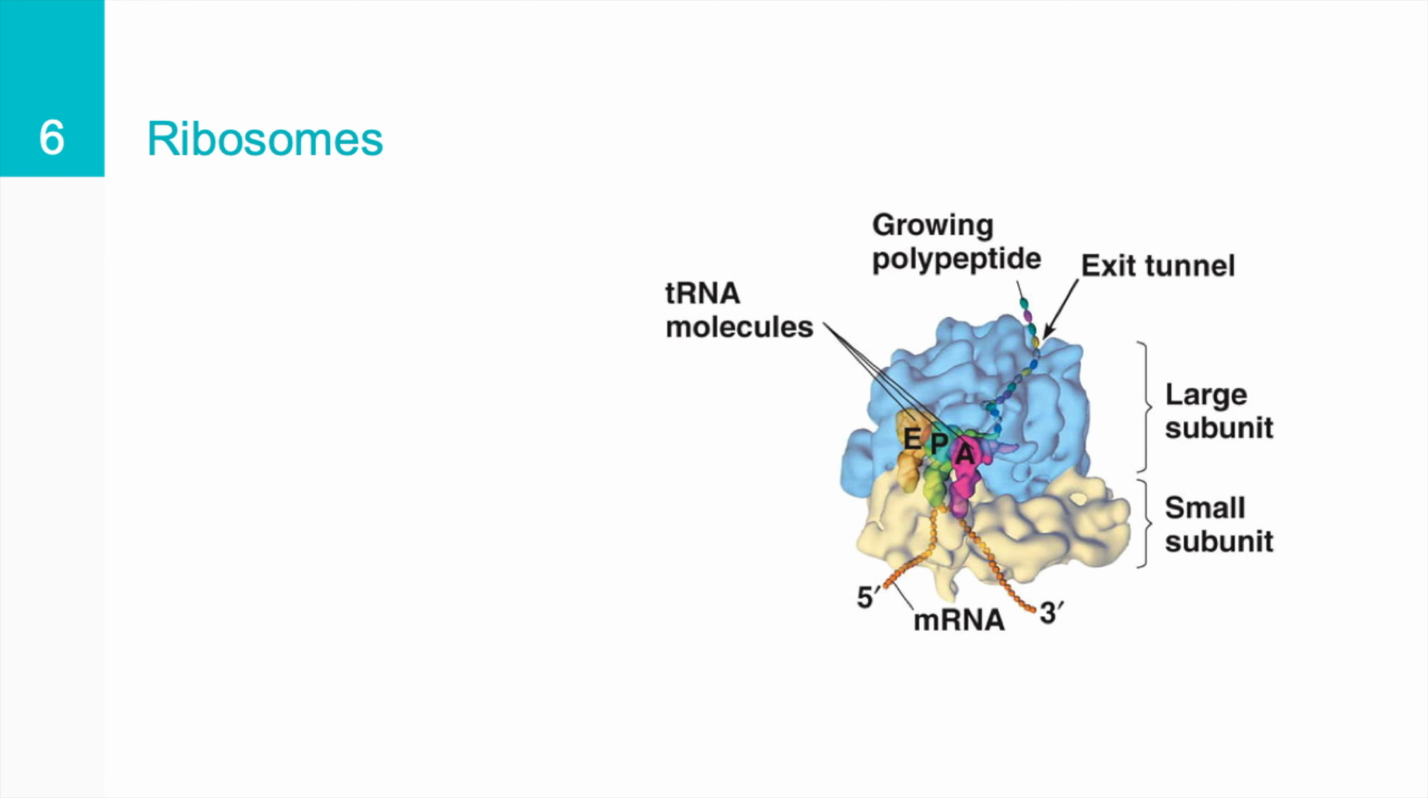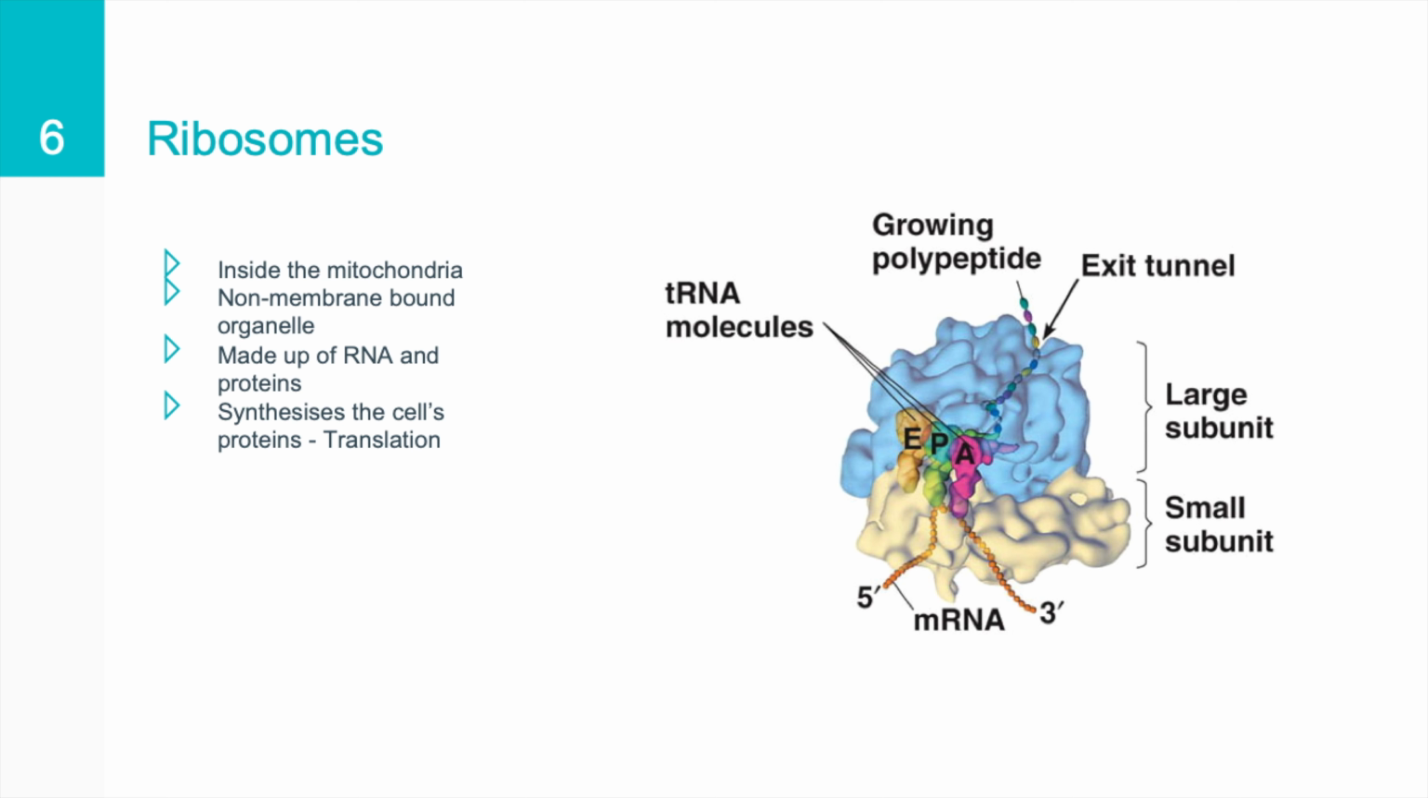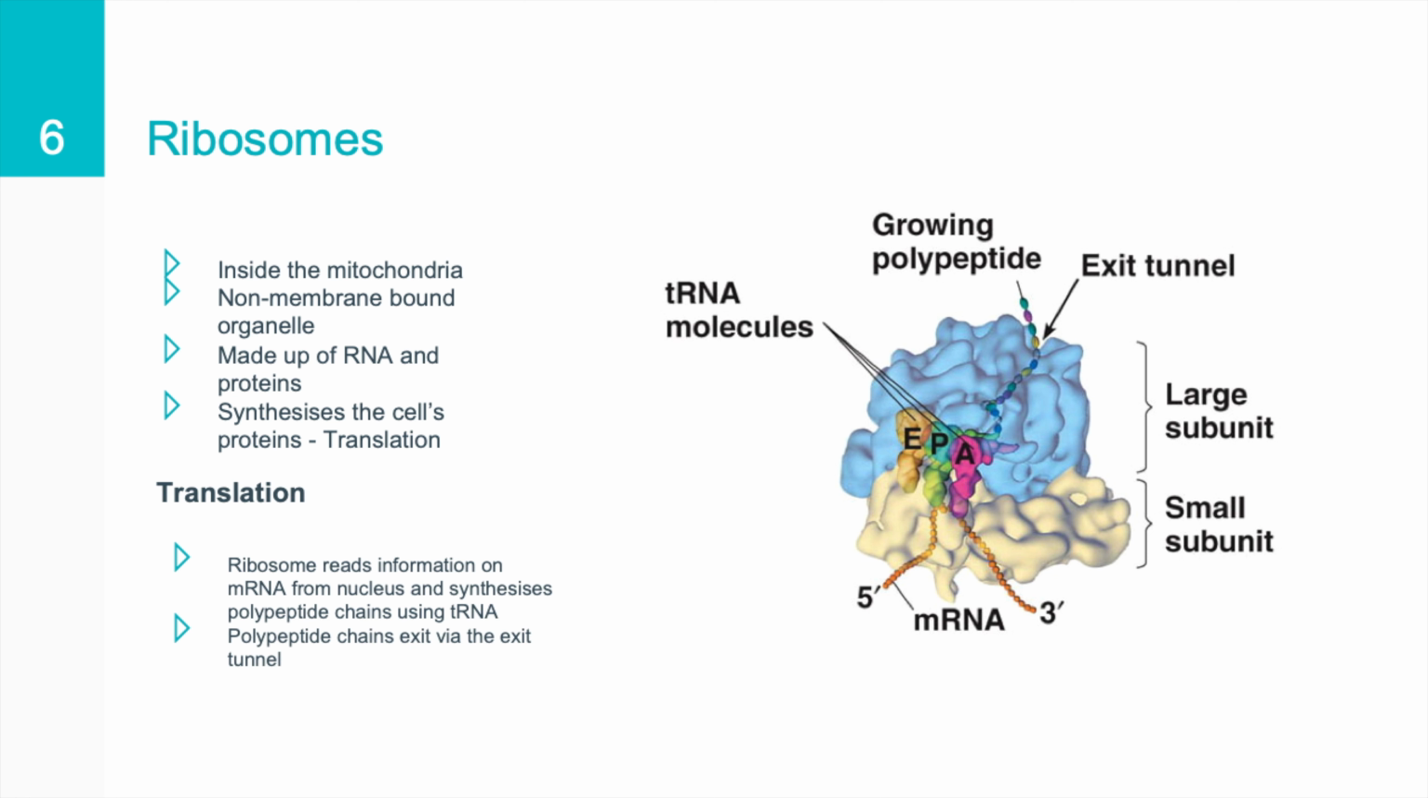Ribosomes are found inside the mitochondria and are made up of proteins and RNA. Although it does not have a membrane-bound structure, it is considered to be an organelle due to its size and functional importance, which is synthesizing the cell's proteins. This function is also known as translation.